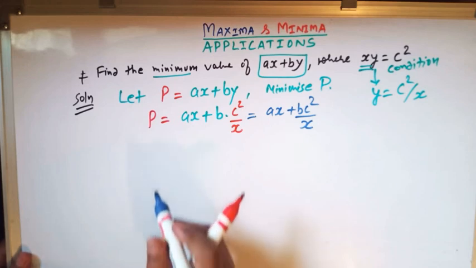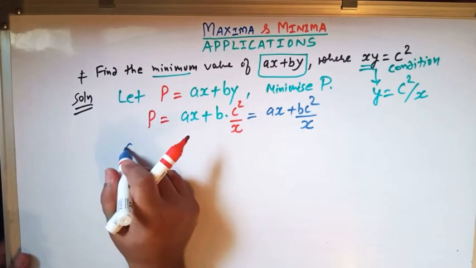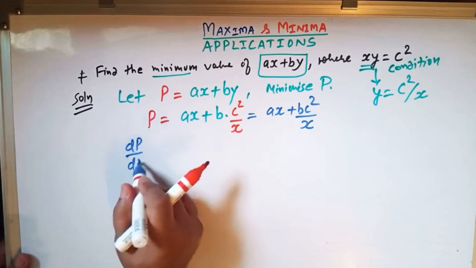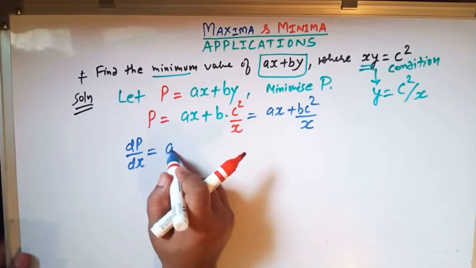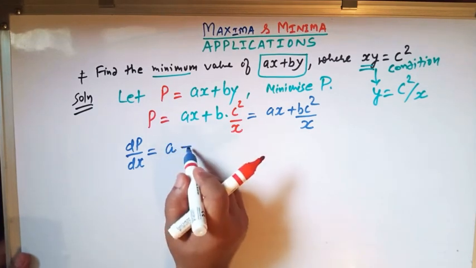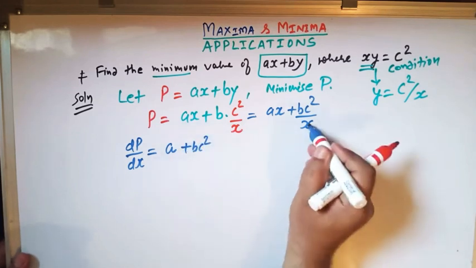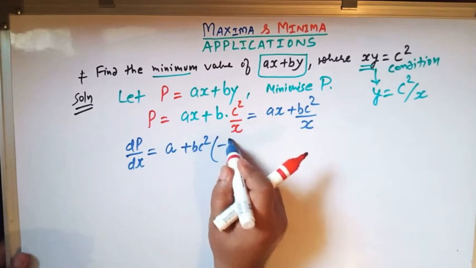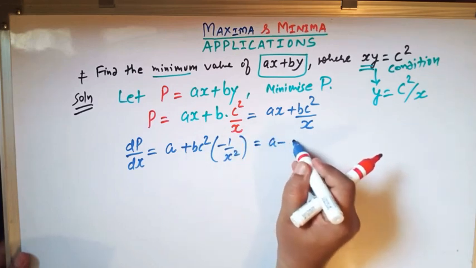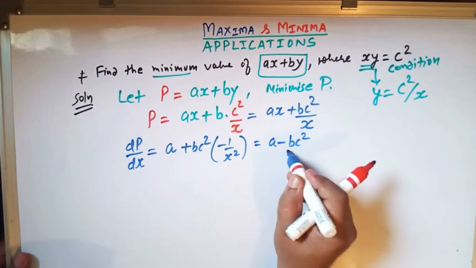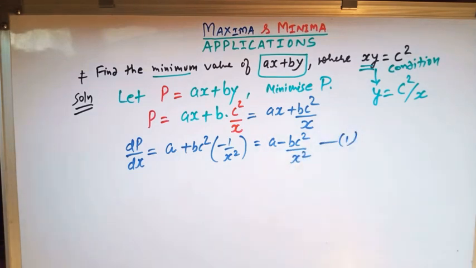Clear? Now we have to find the derivative of P. So dP over dx is equal to, the derivative of x is 1 here, so we have a, and then we have bc square, and the derivative of 1 over x is minus 1 over x square. Clear? So this can be written as a minus bc square over x square. So this is equation number 1.